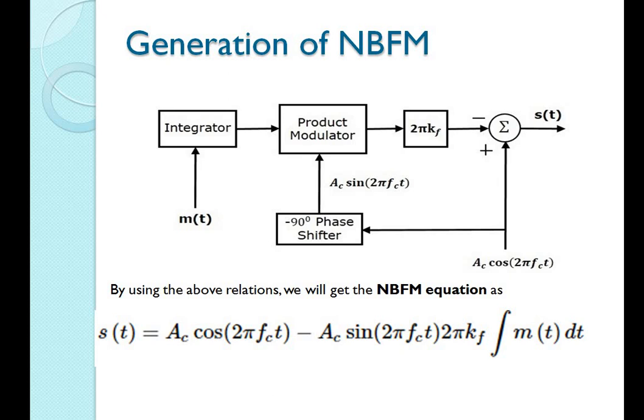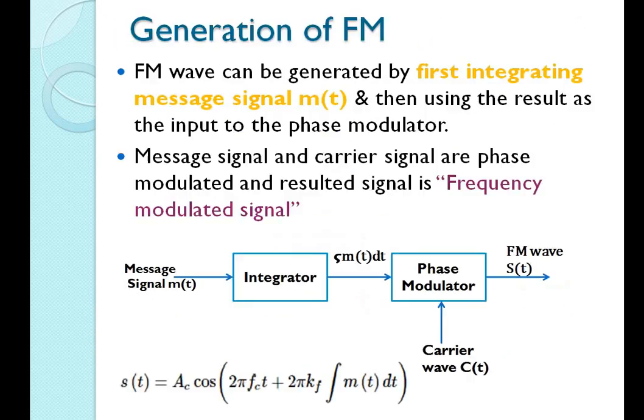In frequency modulation generation, you have two types: one is narrowband frequency modulation, and the second one is wideband frequency modulation. Usually for frequency modulation, the message signal is given to the integrator. That integrated message signal is given to the phase modulator, where you have one more input as a carrier wave, and that gives you the frequency modulated wave.